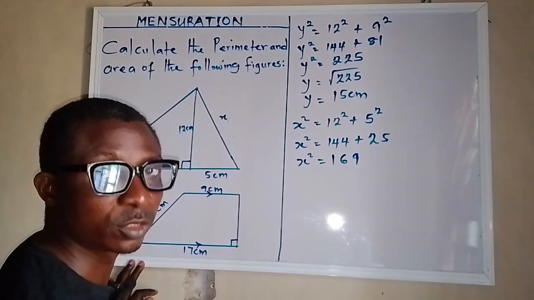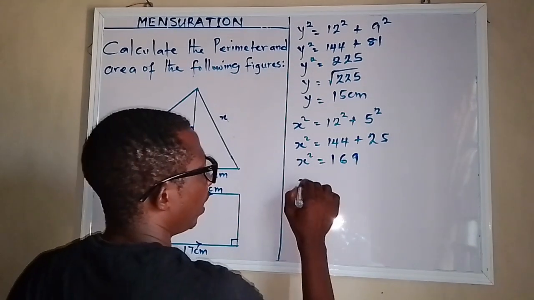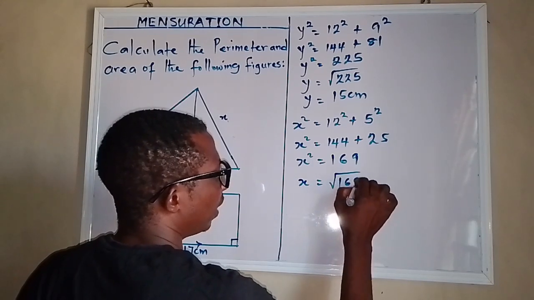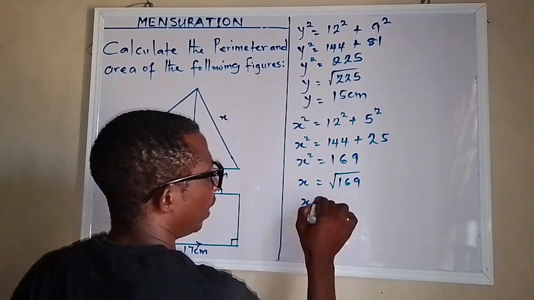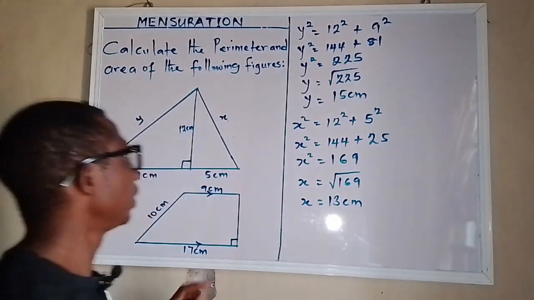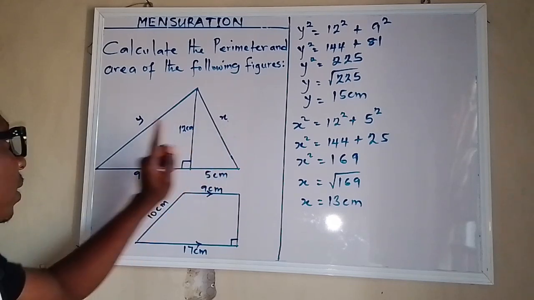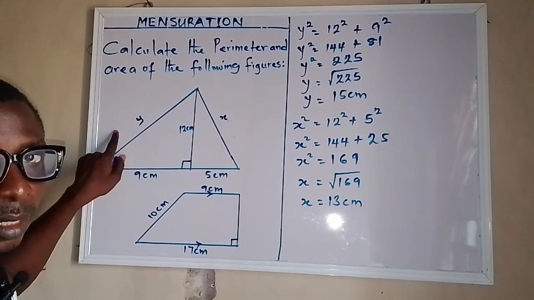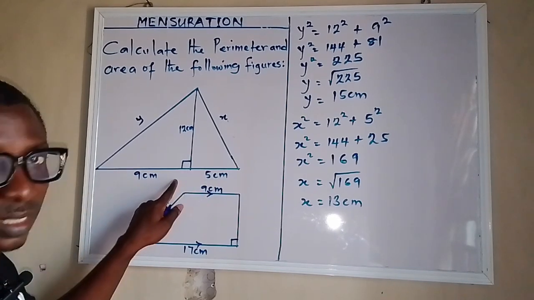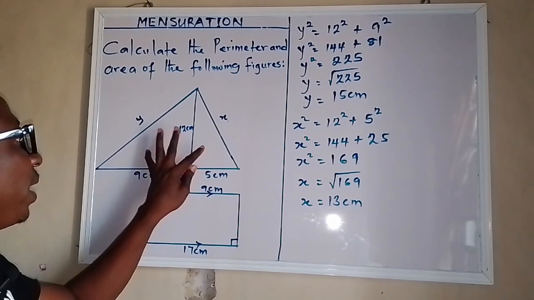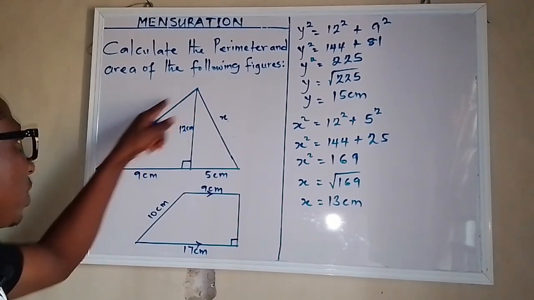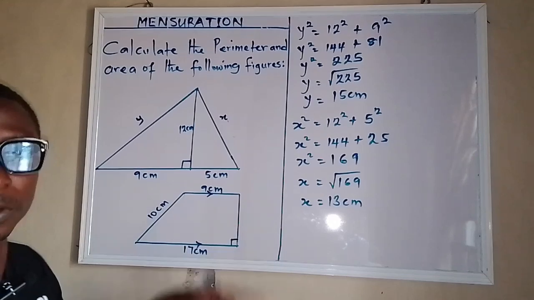So you can take square root of both sides. So we have x equals square root of 169, and x will give you 13 centimeters. So this side is 13 centimeter. This side is 15 centimeter. And this side is the addition of this, that's 14 centimeter. Now to find the perimeter, you add the sides together. So side x plus side y plus side 14.